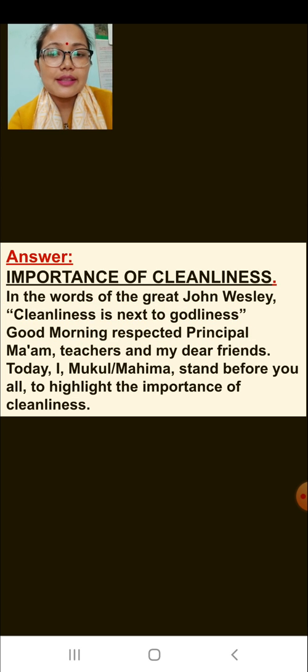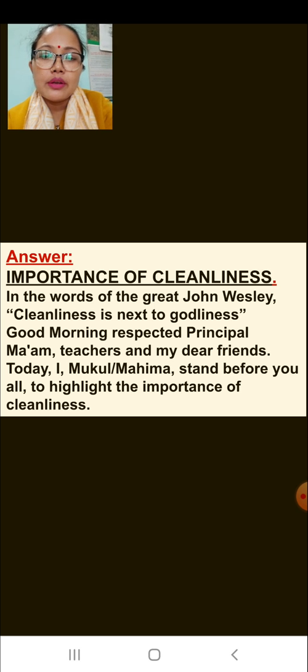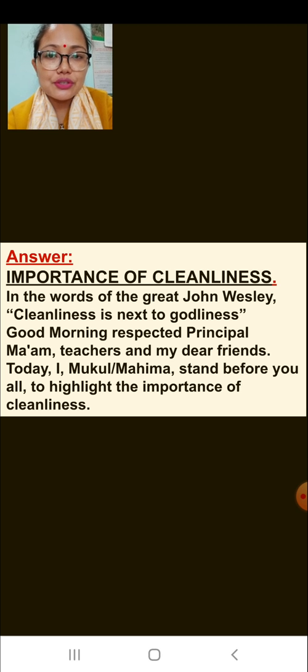First thing is the heading, that is, importance of cleanliness. As it was already given in the question, you will write the same heading. Now we will begin with the introduction. In the words of the great John Wesley, cleanliness is next to godliness. This is the quote that was given by John Wesley. So here it is mentioned.